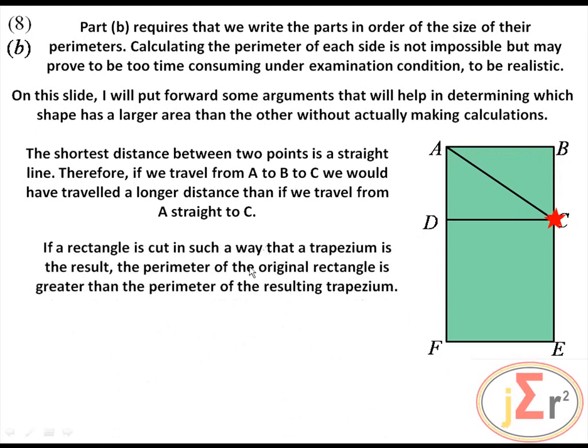So if a rectangle is cut in such a way that a trapezium is the result, the perimeter of the original rectangle is greater than the perimeter of the resulting trapezium. Right, because in the previous shape, we would have gone all the way to B and down, which is a longer distance. So if we can cut a trapezium from a rectangle, then the perimeter of the trapezium will be smaller than the perimeter of the rectangle, because the shortest distance between 2 points is a straight line. And of course, this is going to be a straight line from A to C, whereas previously a longer route would have had to be taken.